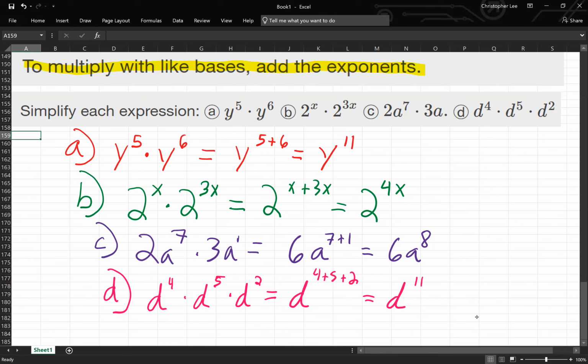Wait, say that again. Because it's 2 different numbers, basically. You keep the same base. Yeah, the same base.